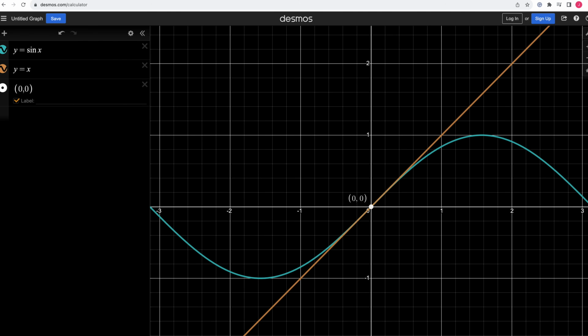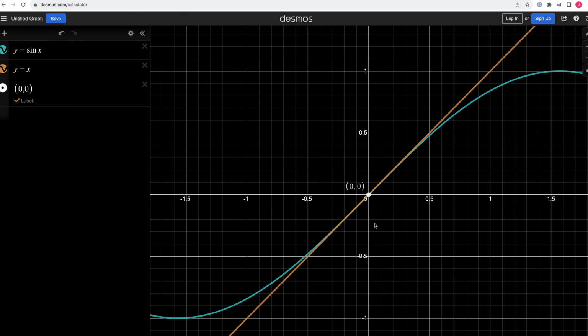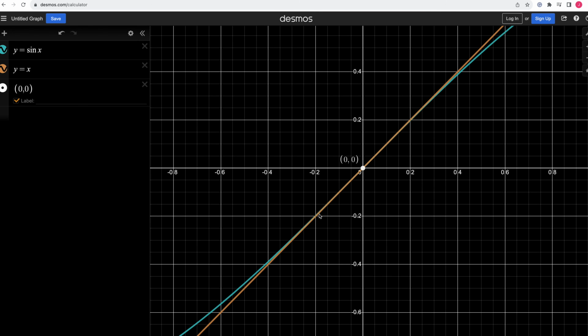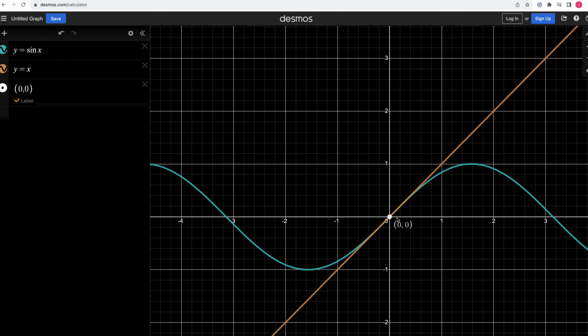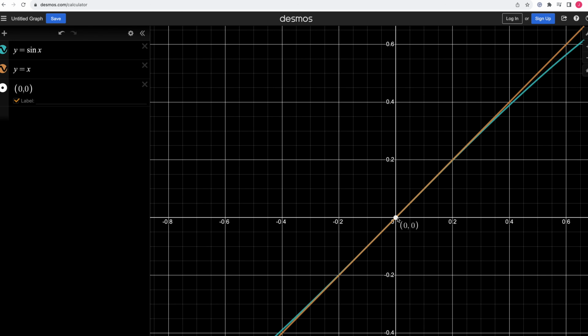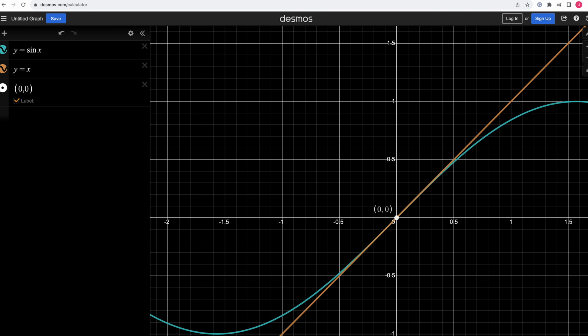Well, here we go. The blue function here is sine of x, and the orange function is y equals x. And notice that around 0, those are almost identical, right? We could zoom in here, and they are very, very much the same, or at least very close. But of course, as we zoom out, as soon as we get away from 0, this would be a horrible approximation. So this only works really close to 0. And when we're close to 0, it's a great approximation.